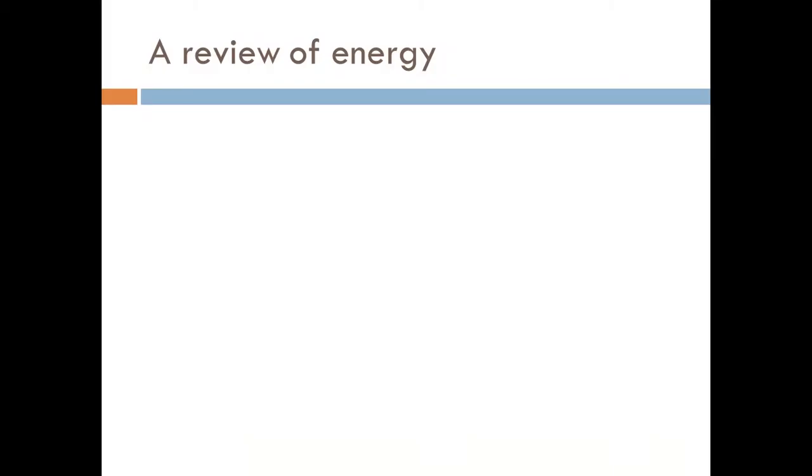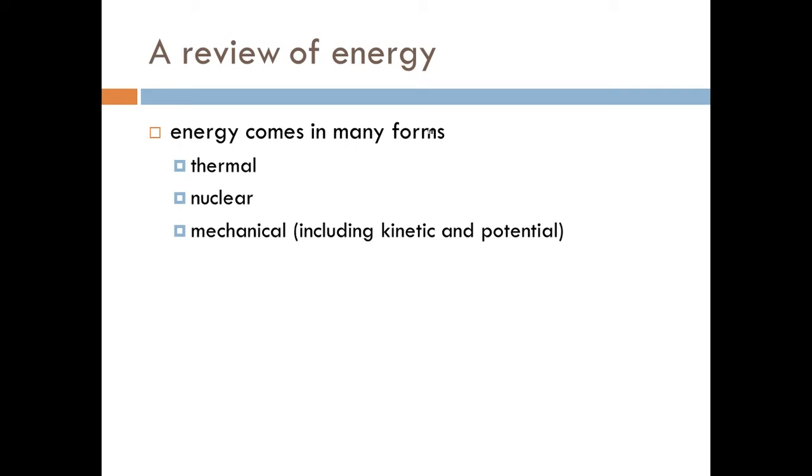A quick review of what energy is. Energy comes in many forms. You have thermal energy, which is like heat, nuclear energy, mechanical energy, which includes kinetic and potential energy. Mechanical energy is the energy of anything moving or having the potential to move. So the wind blowing the leaves off the tree is an example of mechanical energy. You have electromagnetic energy and chemical energy.